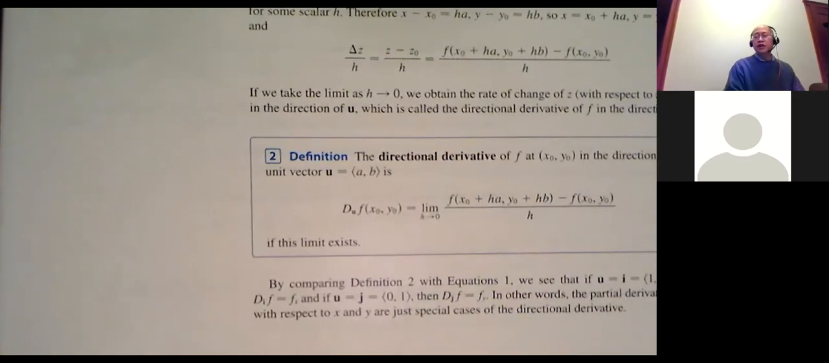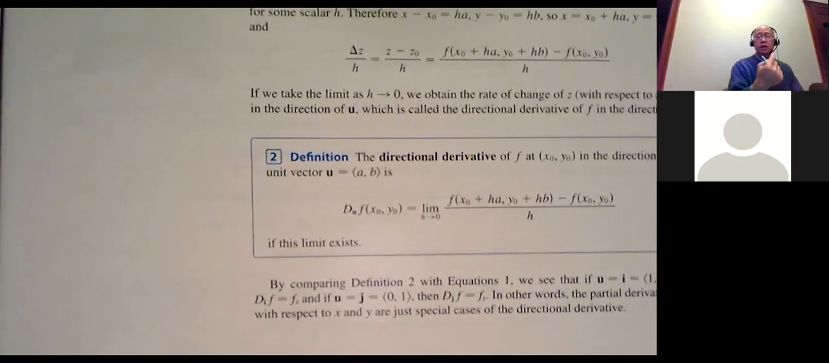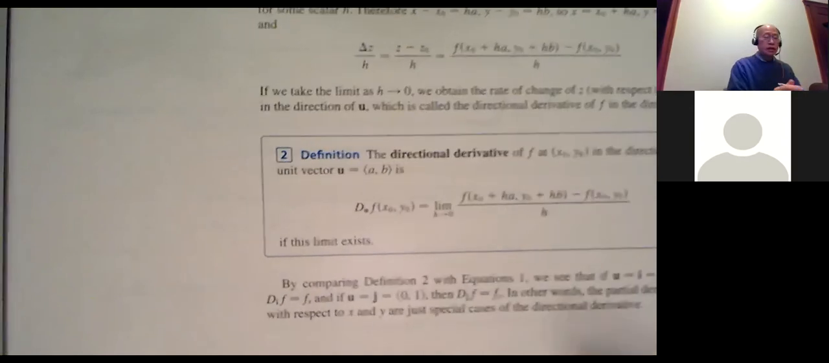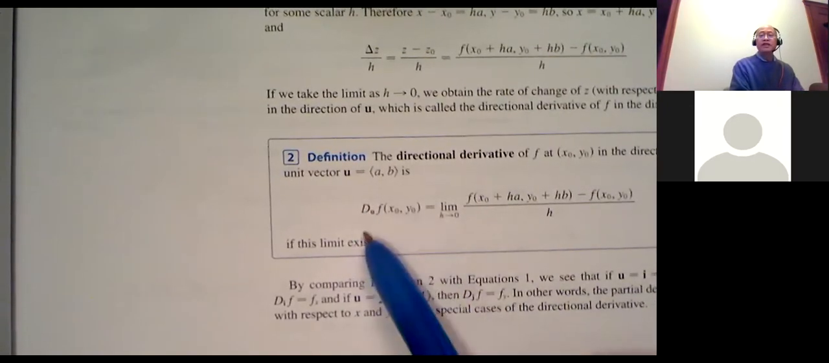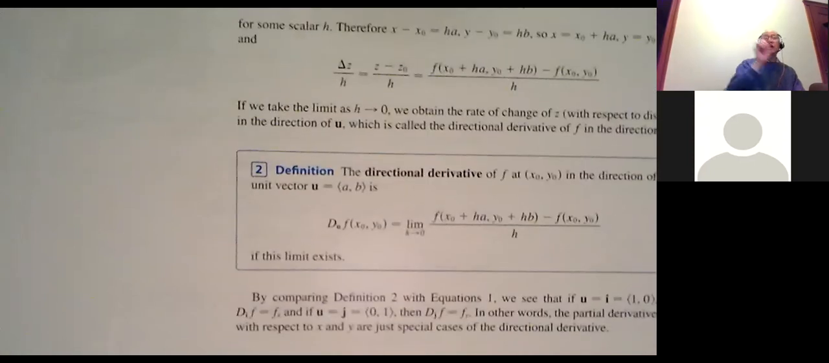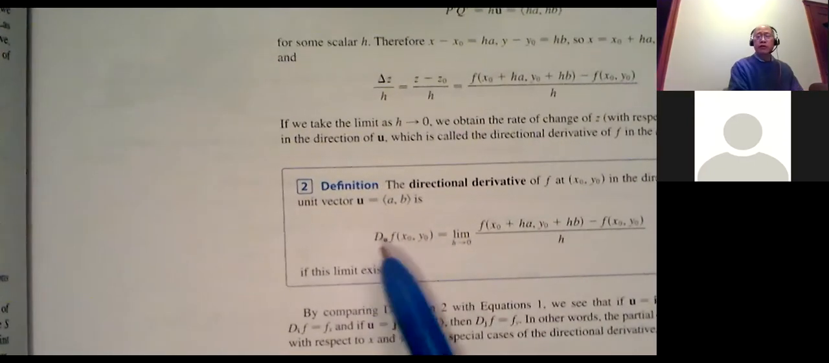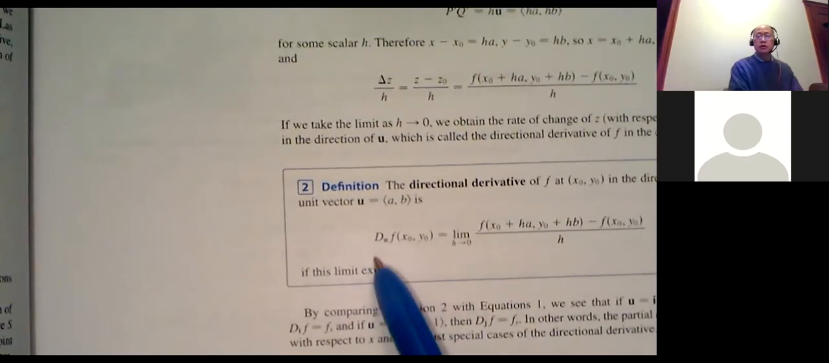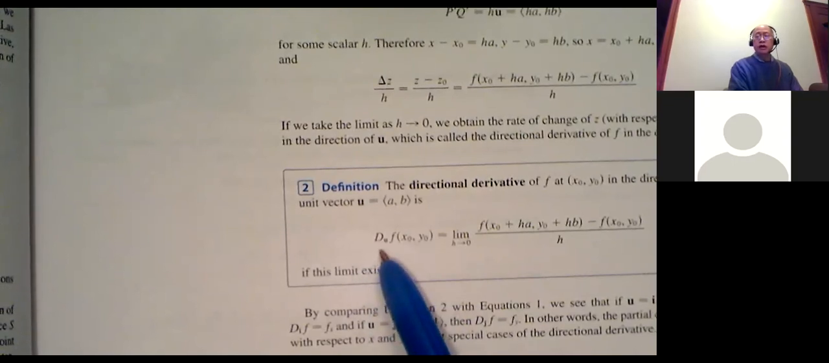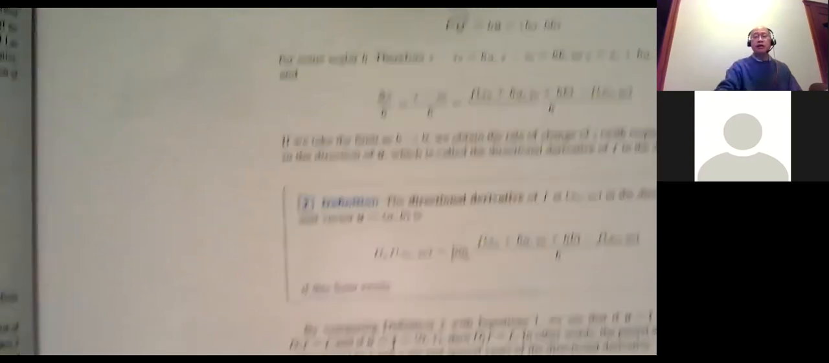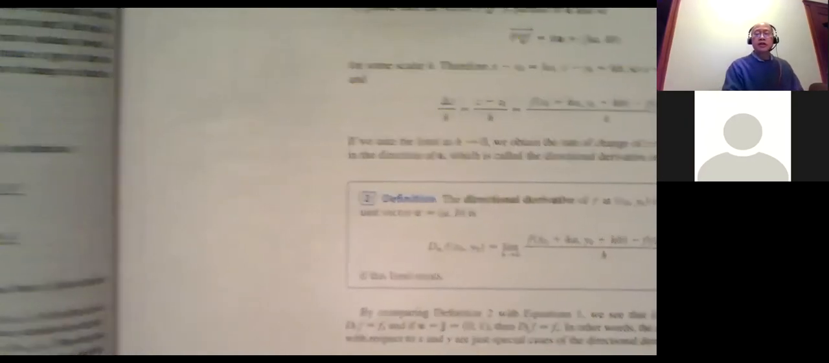So we've had the rate of change with respect to x, partial with respect to x, going in the x direction, and rate of change in the y direction. Now I want to go some other direction. So derivative of f in the direction of u. What if I want to go that way or that way or that way? What's the rate of change? So D_u f, derivative of f in the direction of a unit vector u. We're not just going in the x, y, or z direction. We're going any direction that we want.